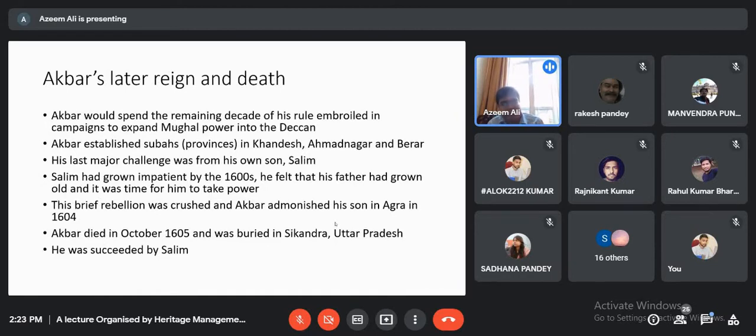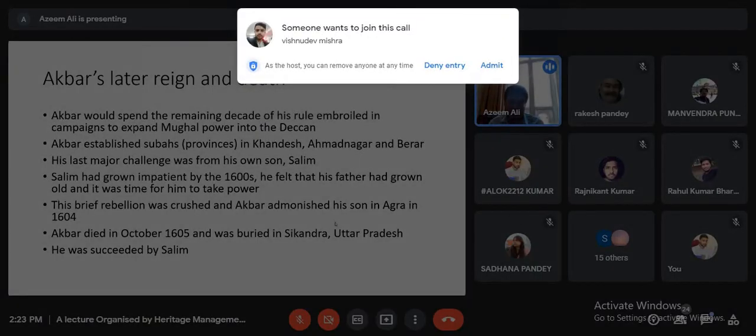And Akbar would spend the last remaining decade of his rule embroiled in campaigns to expand the Mughal Empire into the Deccan, which would be inherited by his successors. Akbar established subas, or provinces, in Khandesh, Ahmadnagar and Berar. But his last major challenge came from his own son, Salim. Salim had grown impatient by the 1600s, as he felt his father had grown old, and it was time for him to take power. And he rebelled against Akbar, but this rebellion was crushed, and Akbar famously admonished his son in Agra in 1604. And Akbar would die in October 1605 and was buried in Sikandra in Uttar Pradesh. And he was succeeded by his son Salim.